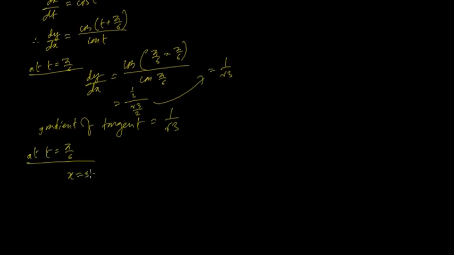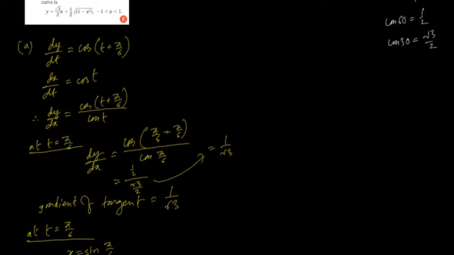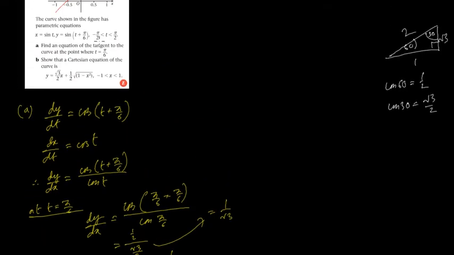So x equals sine pi by 6. Pi by 6 is 30 degrees. Sine 30 degrees is half, and y equals sine of t plus pi by 6, with t equal to pi by 6, so sine of pi by 6 plus pi by 6.